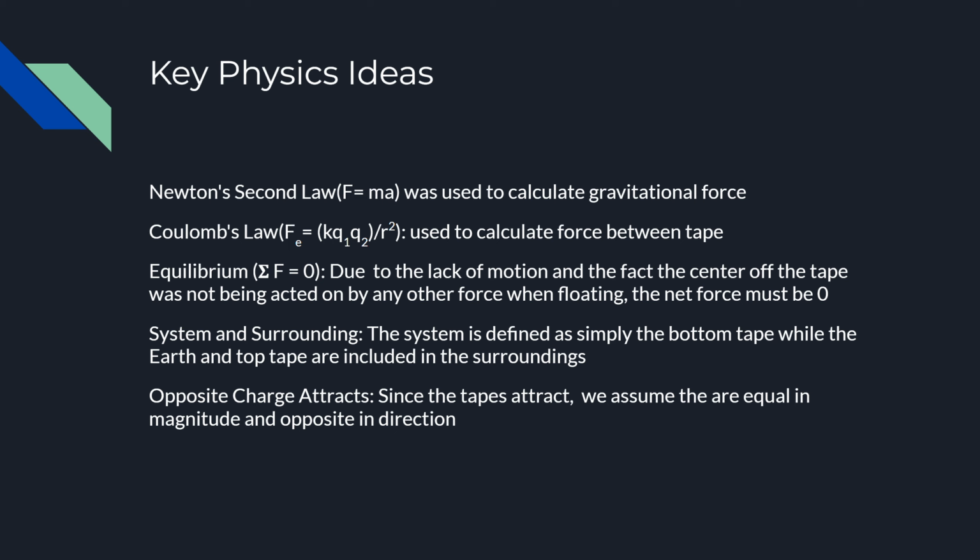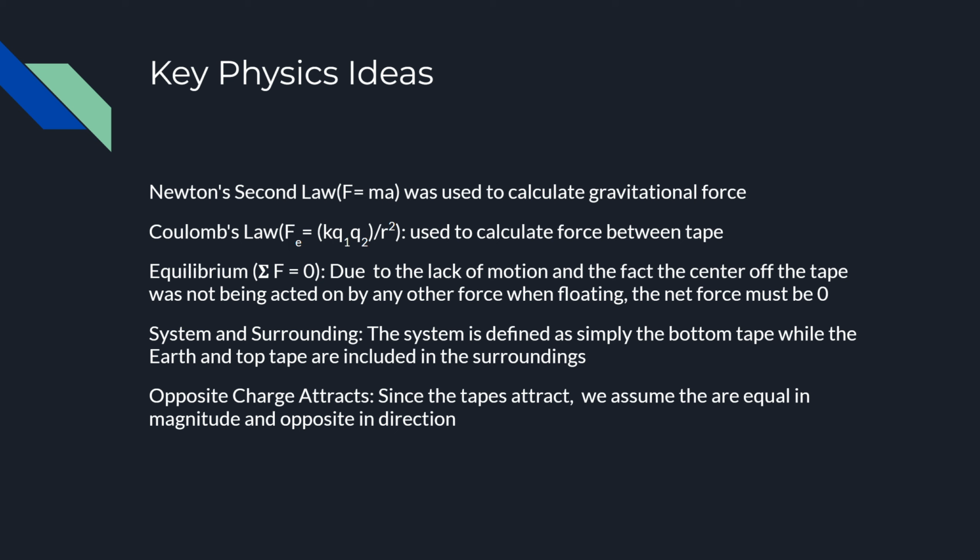So a few key physics ideas that are important to remember here. First, Newton's second law, F equals ma. This was just simply used to calculate the gravitational force. Second, very importantly, Coulomb's law, which is Fe equals the k constant times charge 1 times charge 2 over r squared, or the magnitude of r squared. This was used to calculate the force between the tape.